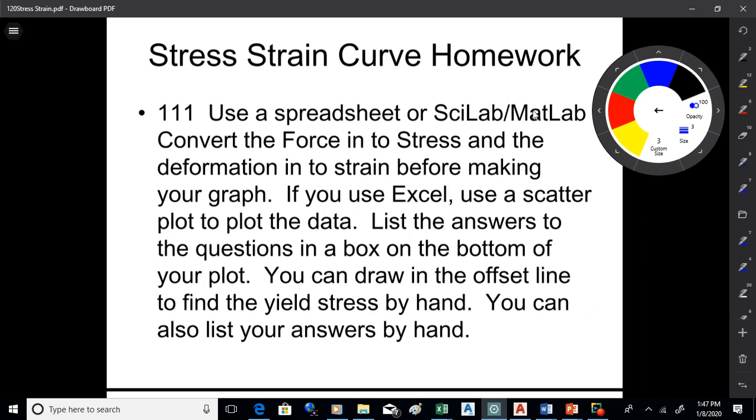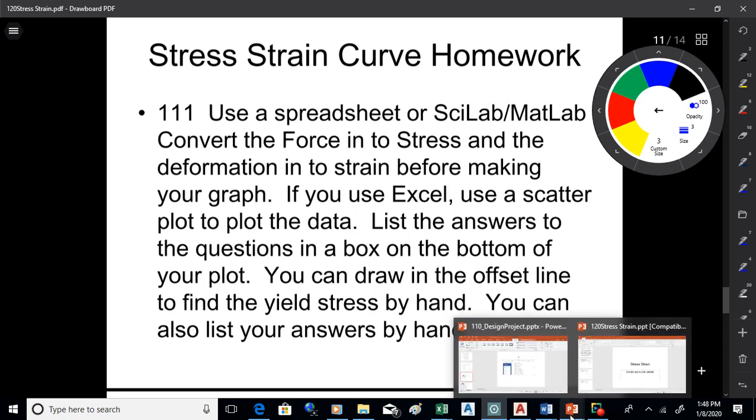Now, I would like you to find the yield stress using that 0.2% offset method. You can draw that line in by hand if you like, okay? You don't need to do that in Excel. You can, or in MATLAB, put it in there if you care to, but you don't have to. You can also list your answers by hand. So why don't we just take a quick look at that.